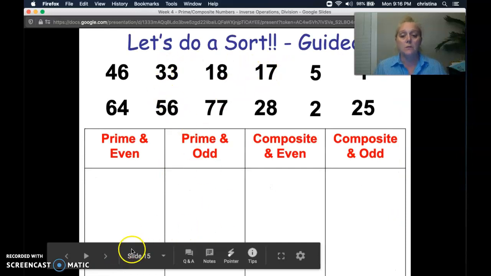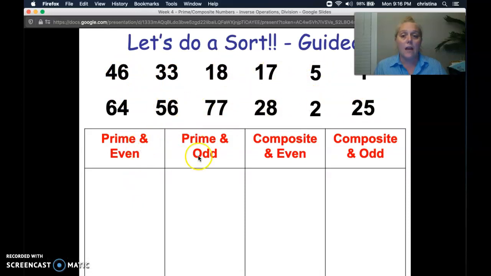All right, we're going to do a little sort together, and we're going to think about where we think these numbers would go here. And we have 4 categories for those numbers. They can be prime and even, prime and odd, composite and even, or composite and odd. So those are our categories for our sort.